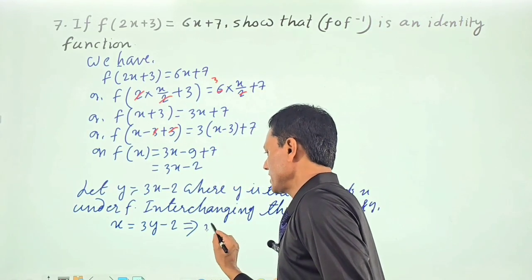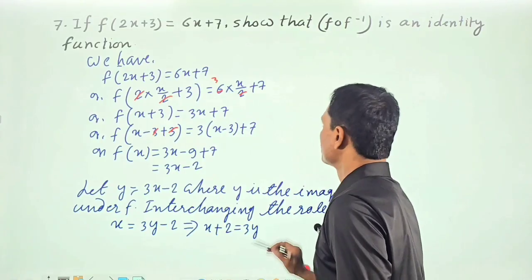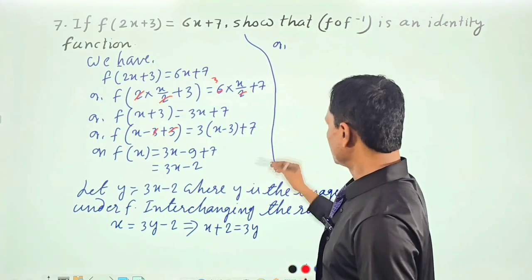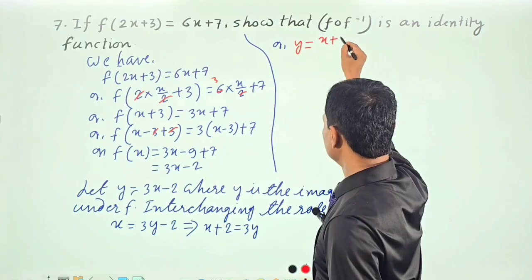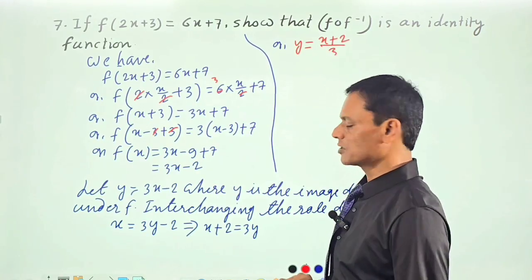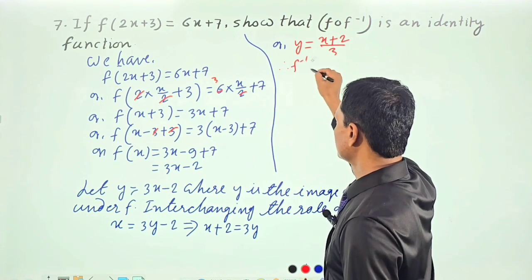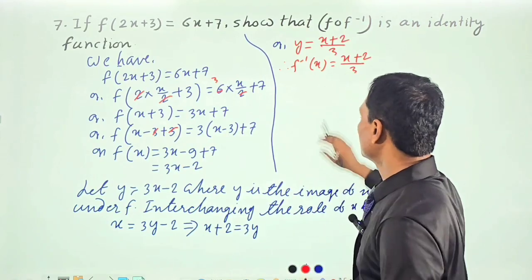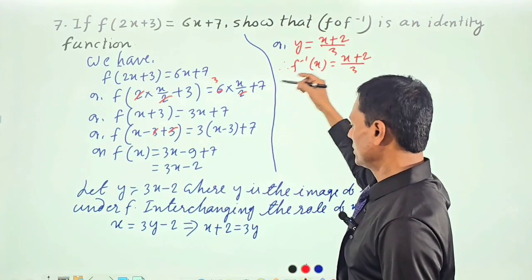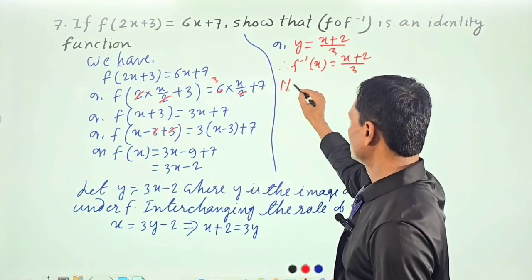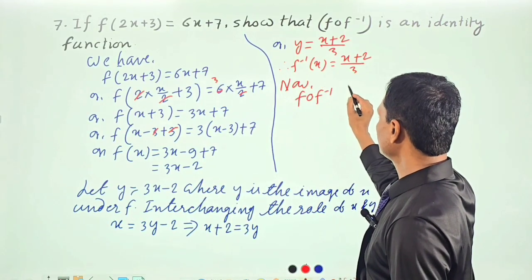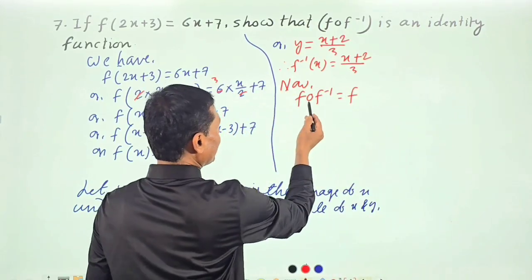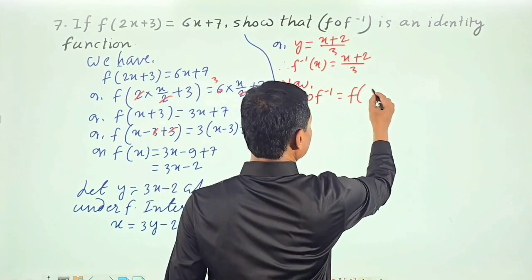That gives us x plus 2 equals to 3y, right? Have a look here. Or we write y equals to x plus 2 by 3, isn't it? x plus 2 by 3. And that's the value of f inverse. f inverse of x equals to x plus 2 by 3. So now we are going to find out the value of f inverse, isn't it? Okay. Then we are going to write now f inverse equals to f. Have a look here. The value of f inverse, isn't it? So value of f inverse equals to, we can write here x plus 2 by 3.